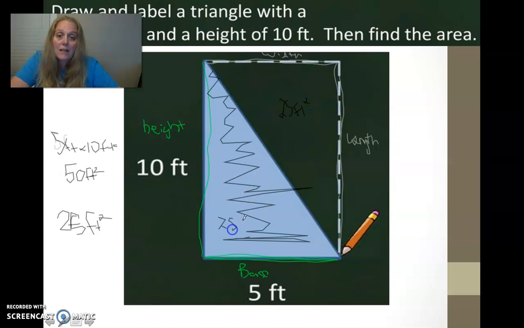So to find the area of a right triangle is actually pretty easy if you already know how to find the area of a rectangle. It's simply taking the area of that rectangle and dividing it into 2 parts. All right, let's do another example.